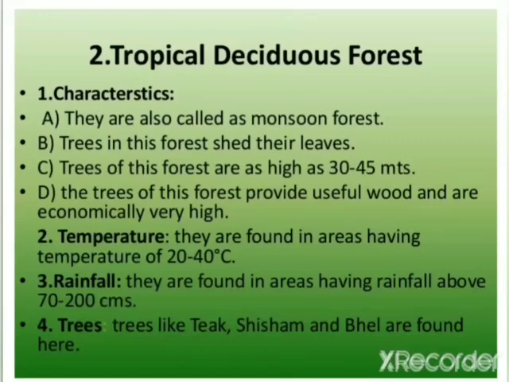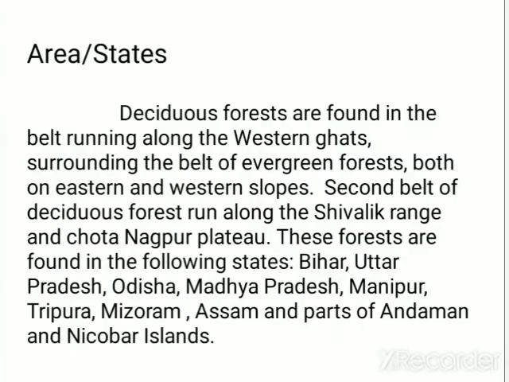The temperature required is 20 to 40 degrees Celsius. Rainfall: they are found in areas having rainfall of 150 to 200 centimeters. The trees that are very commonly found are teak, sesame, and behil. The area covered are the states where the deciduous monsoon forests are found.